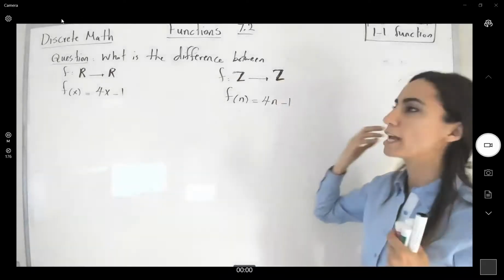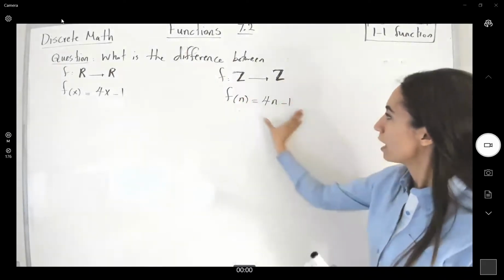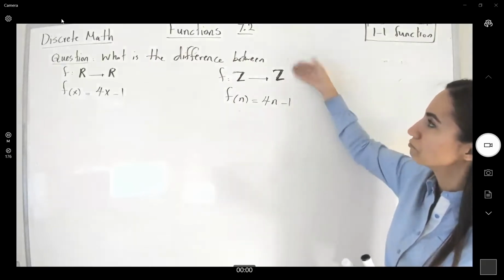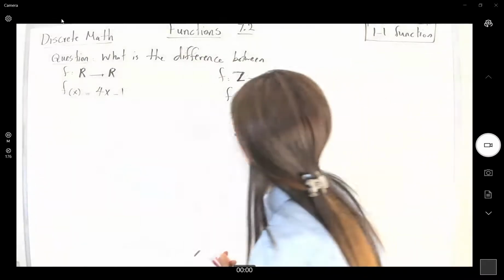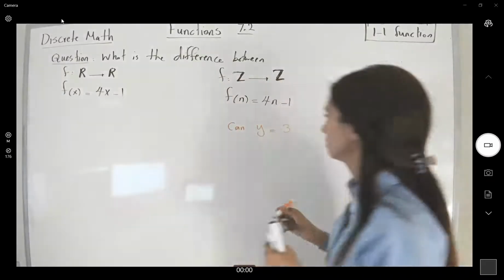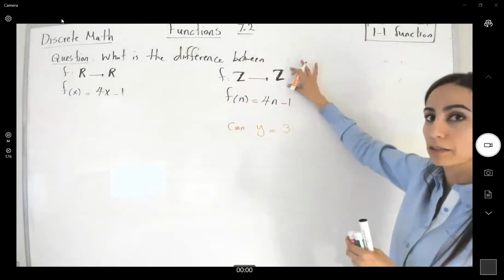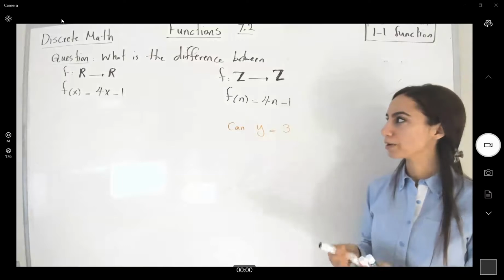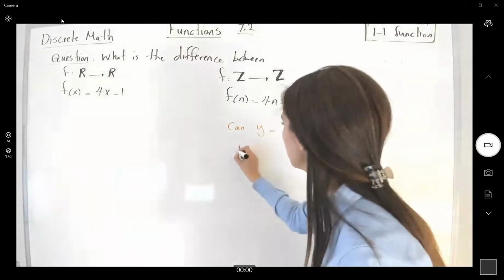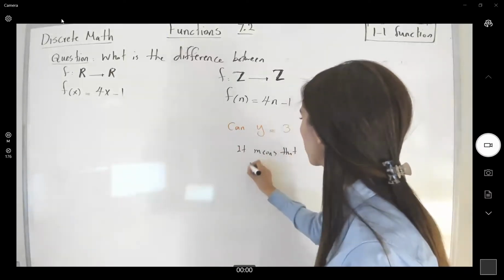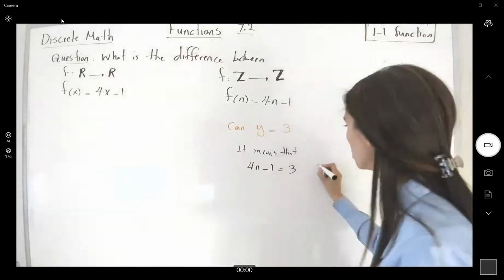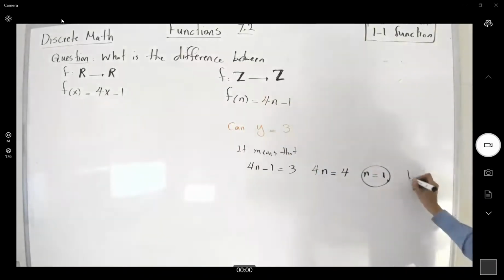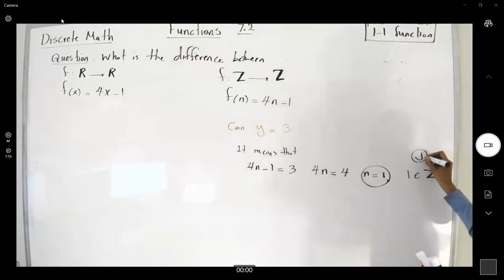So can I use any y value here? Can I take any value from Z and use f of n as that number? So for example, can y be 3? Can I just randomly select something from the codomain and say the output value can be 3? Now I have to think about it. If the y value is equal to 3, it means that 4n minus 1 can be equal to 3. So 4n is equal to 4 and n is equal to 1. Remember that n is coming from Z. Since 1 belongs to Z, I'm happy about it. I don't have any problem.